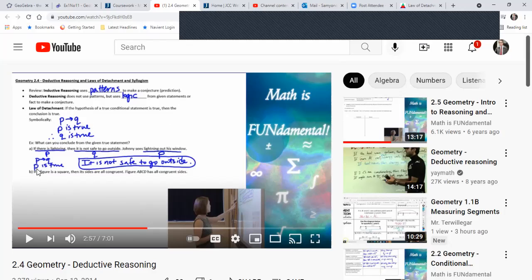Something like this one: if there's lightning, then it is not safe to go outside, and Johnny sees lightning out his window. So the conclusion is it's not safe to go outside. Is P and Q the only letters to use, or was that just an example? Yeah, I think most people use P and Q. So we just follow the common convention. That's how you set it up. So we use the letters P and Q for all of symbolic logic.